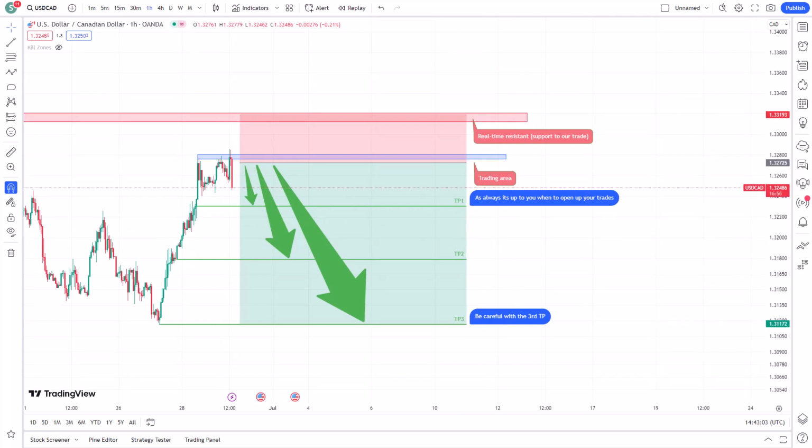Okay guys, now that we have this beautiful setup, the better approach for this trade is to wait for the price to come back up again to our area. Then we can enter with a better confirmation and with a really larger TP.